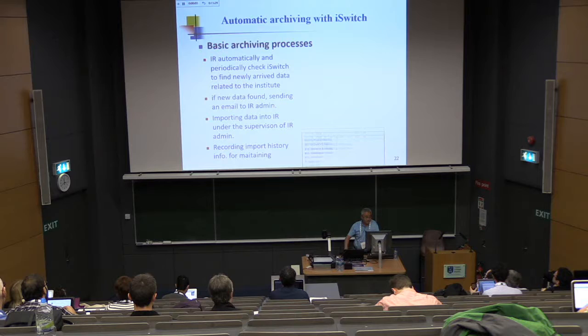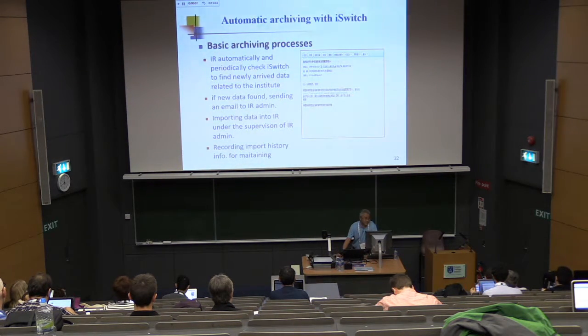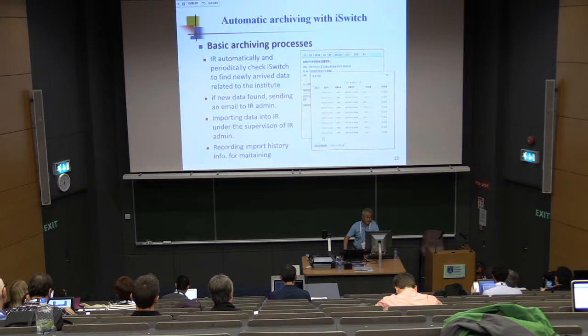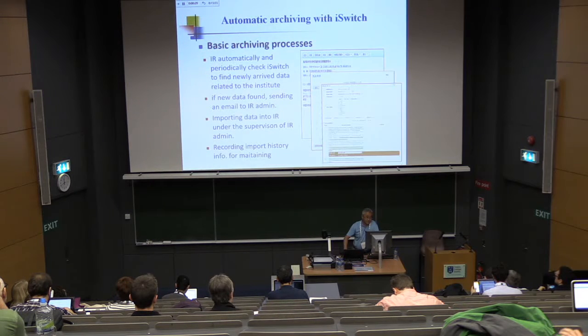The basic archiving process with iSwitch is that the IR automatically and periodically checks iSwitch to find new arrival data related to the institute. If new data is found, the IR will send an email to the IR administrator, and the administrator will import the data into the IR under supervision. During this archiving process, the system can also record the import history.